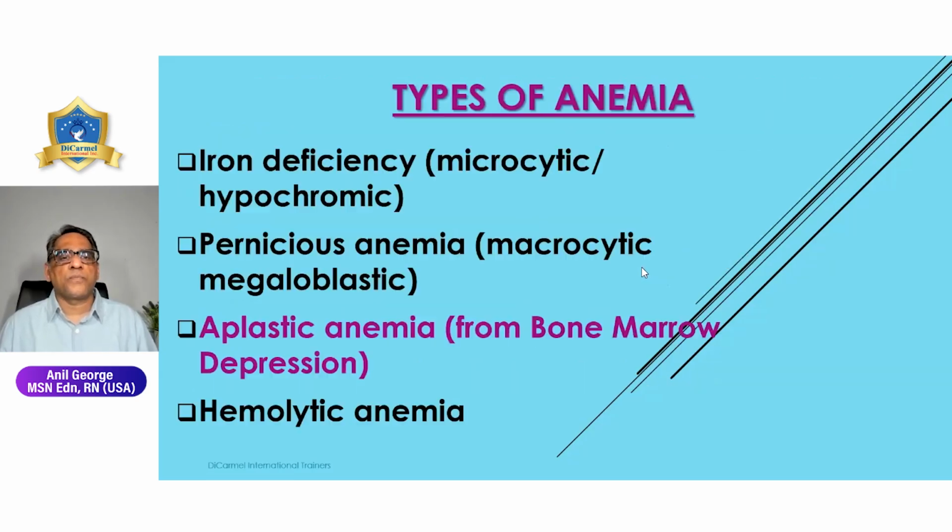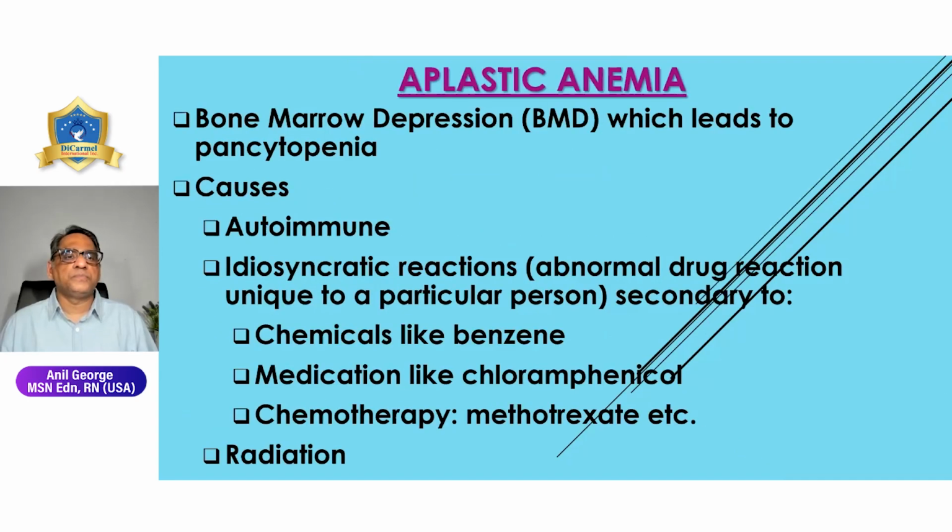Now we are getting into the third type of anemia, which is aplastic, and that is from bone marrow depression. Let's look into the details on that right here. Bone marrow depression leads to pancytopenia. As we already know, it can cause a drop in the RBCs, WBCs, and platelets. So patients can not only have symptoms of anemia, they can have risk of bleeding and risk of infection.